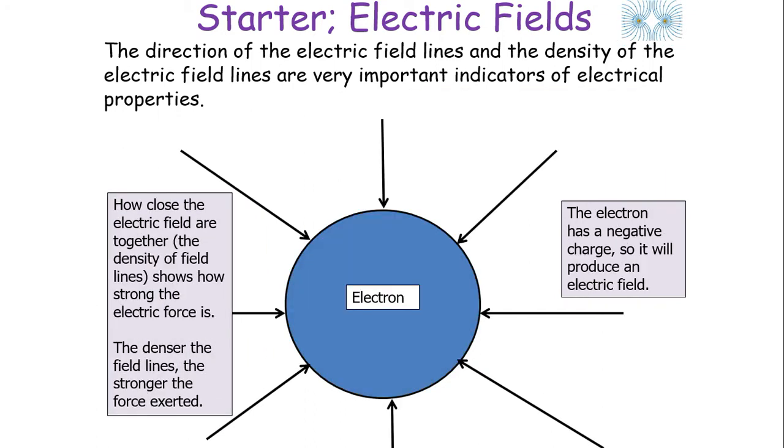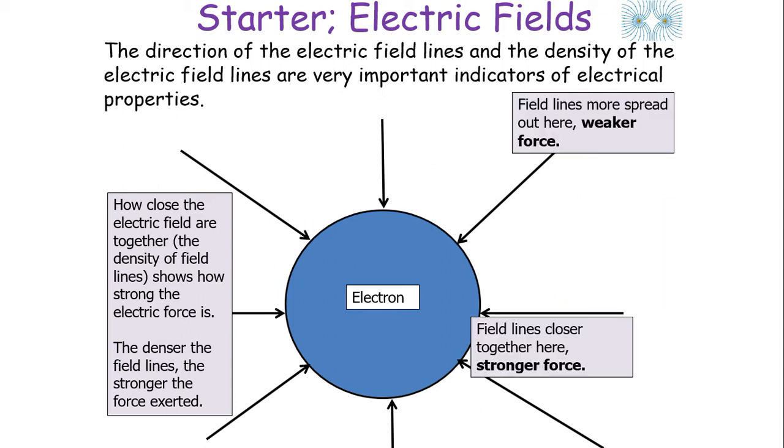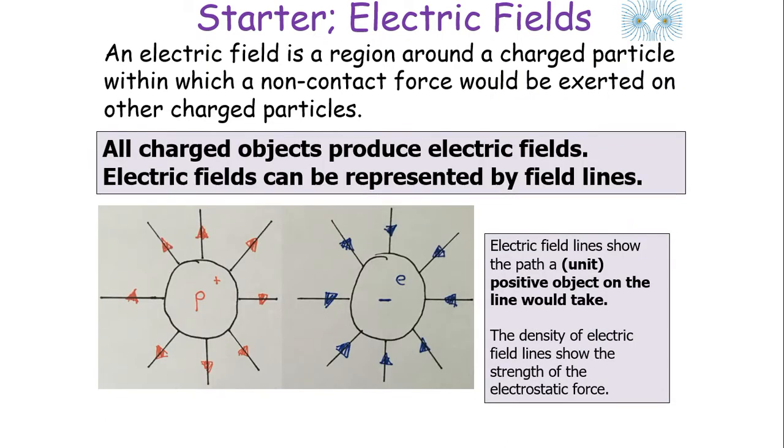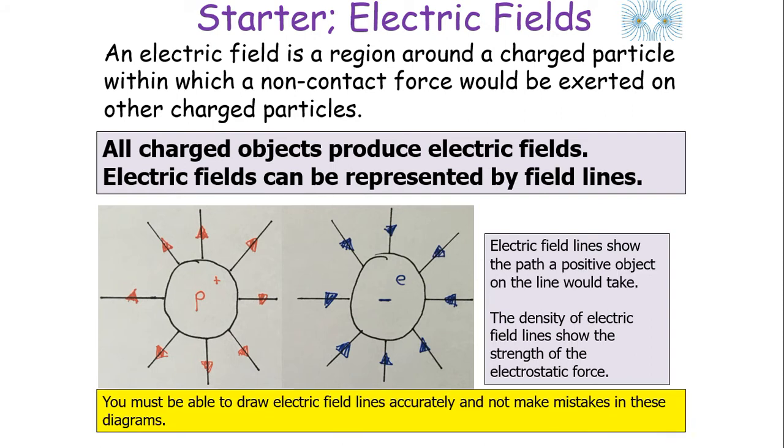Now, how close the electrical field lines are together, or the density of the field lines, shows how strong the electrical force is. The denser the field lines, the stronger the force exerted. Where the field lines are more spread out, the force experienced will be weaker. Where the field lines are closer together, the force experienced will be stronger. So an electrical field, which is a region around a charged particle within which a non-contact force will be exerted on other charged particles, is represented by field lines. The field lines show the path a positively charged object on that line would take, whilst the density of the field lines shows the strength of that electrostatic force.